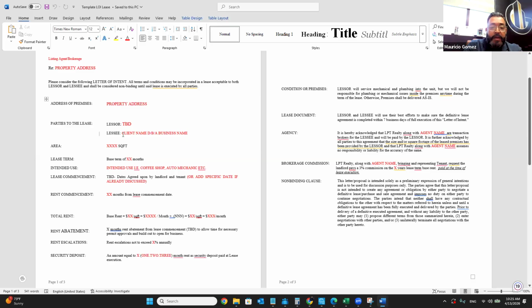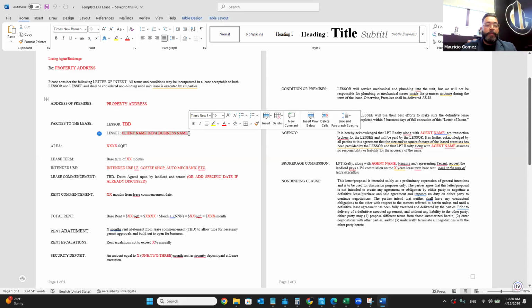For the lessee, you want to make sure that you're very clear on how they are going to be on the contract. Okay. This is important because most of the time, even if they have a corporation, the landlord is going to want what's called a personal guarantee. And a personal guarantee means that their name, their credit gets pulled. They're going to look at their personal financials. They're going to look at their bank statements. They're going to look at their credit. Okay. So it's very important for you to know it's John Smith doing business as X corporation.